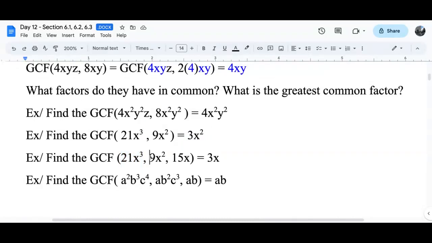We have 21x cubed, 9x squared, 15x. So 3 monomials. Again, we see 3x is a common factor of those 3, the greatest common factor of those 3. This one we have a squared b cubed c to the 4th power, a b squared c cubed, then ab. Well, what's the greatest common factor? It's ab, because everyone has a and b as factors. Does anyone have any questions?